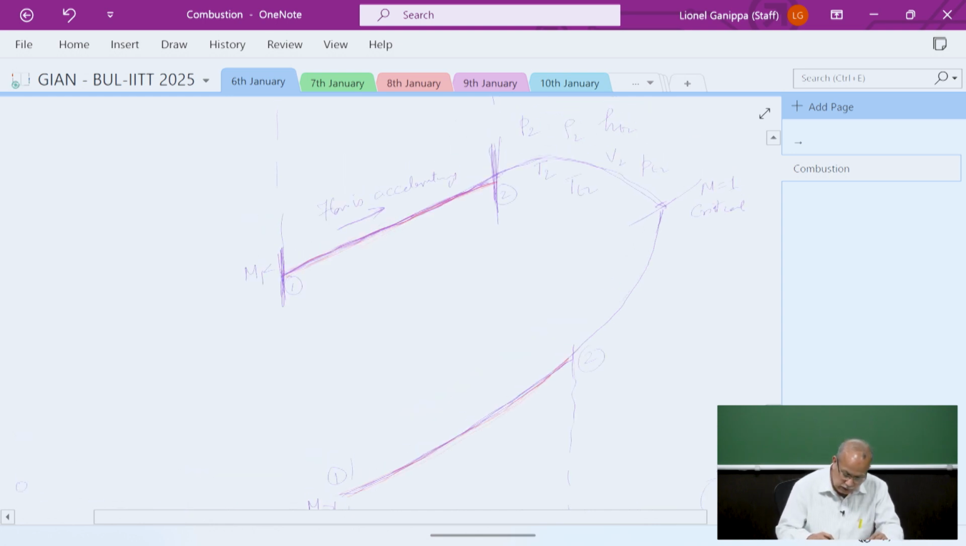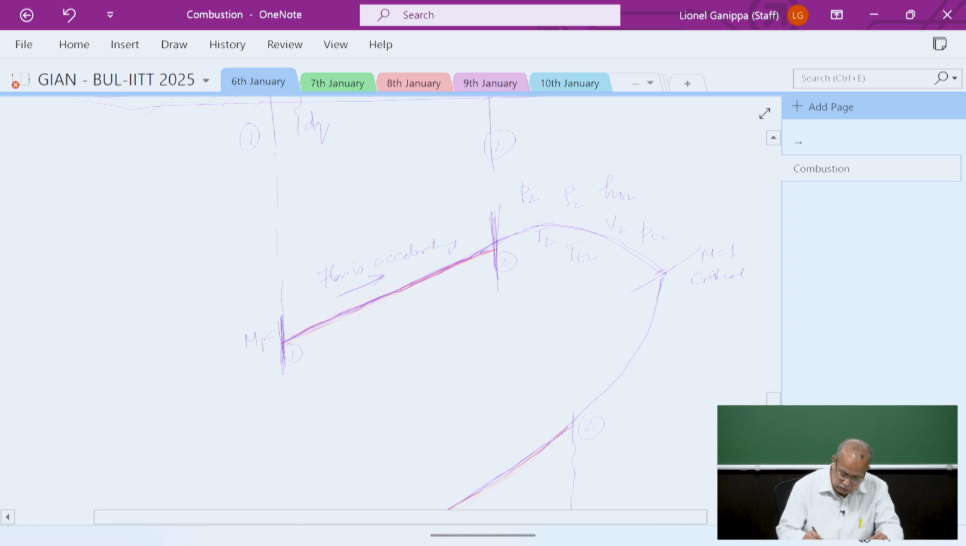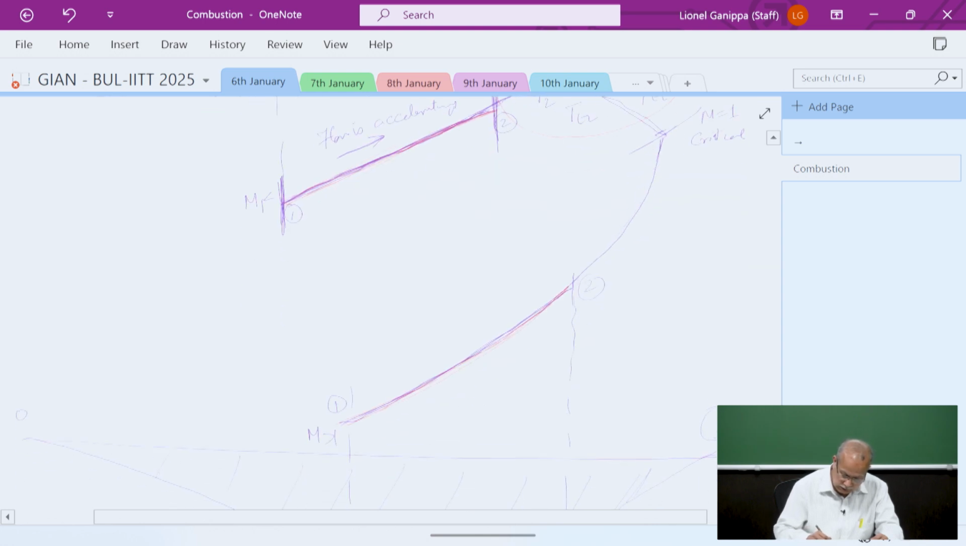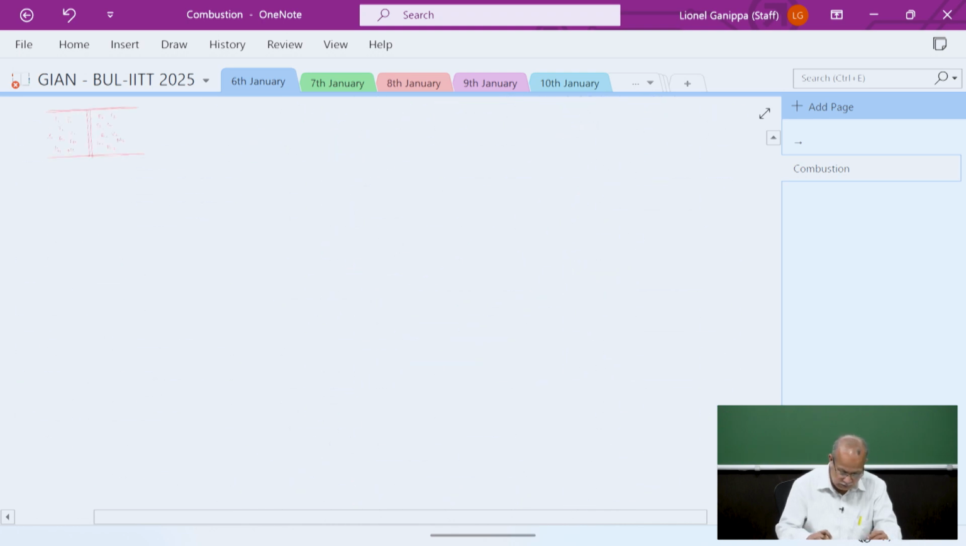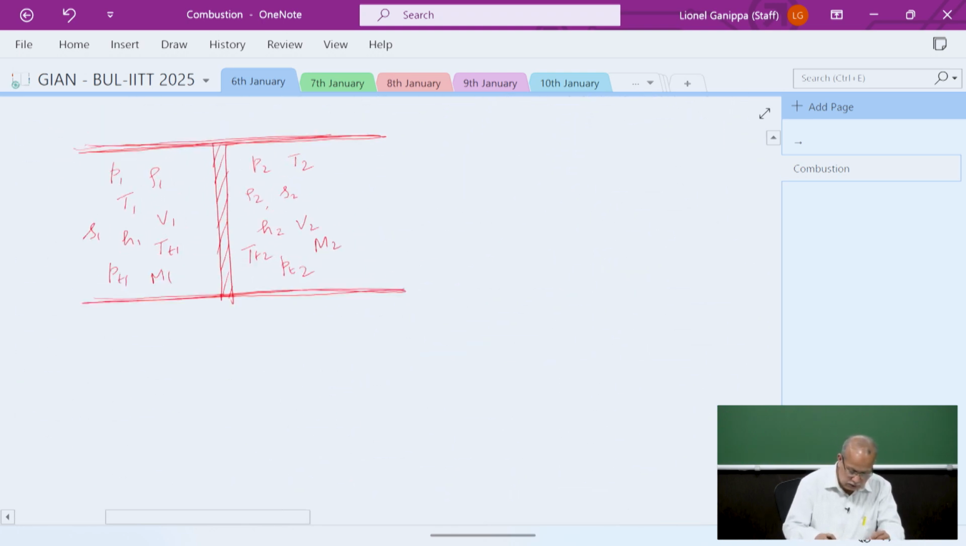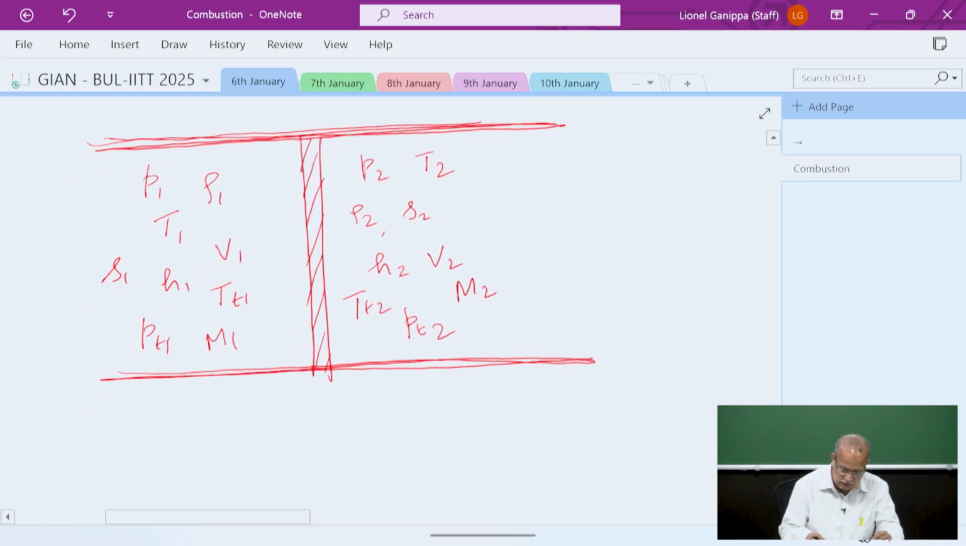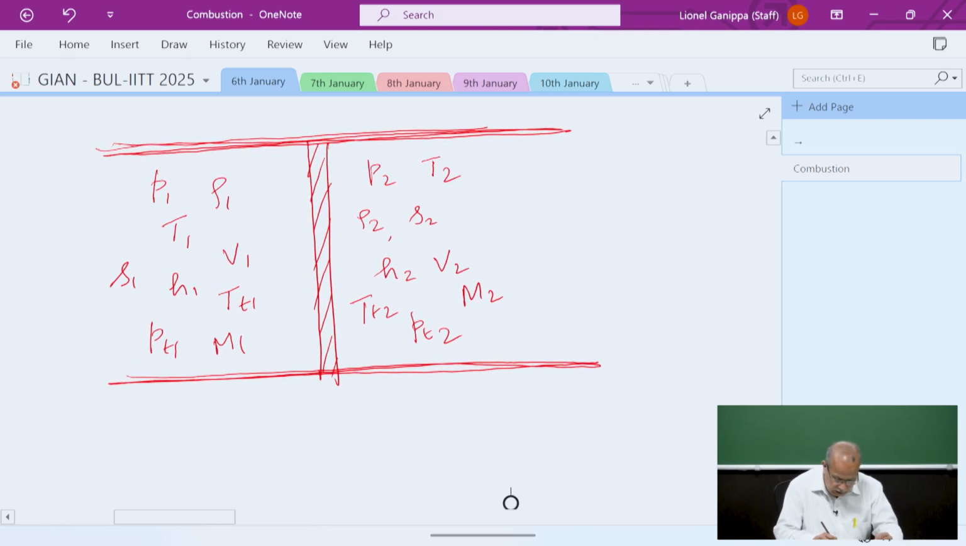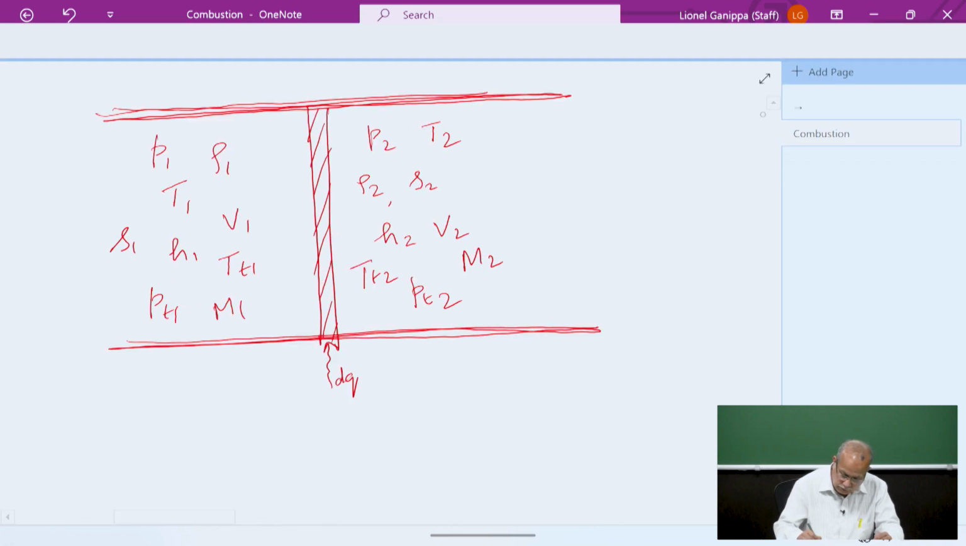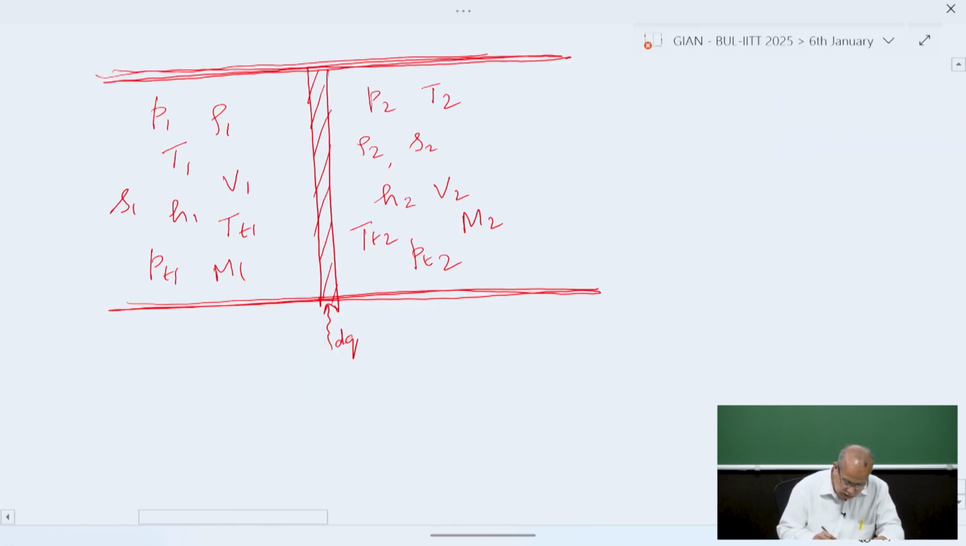Using this, we can calculate the properties that are changing during the combustion process. Now how does it happen? So this is what it is here. If this is the typical situation that we have here, this is dq. Now if we write the governing equation, ρ1 v1 equal to ρ2 v2.